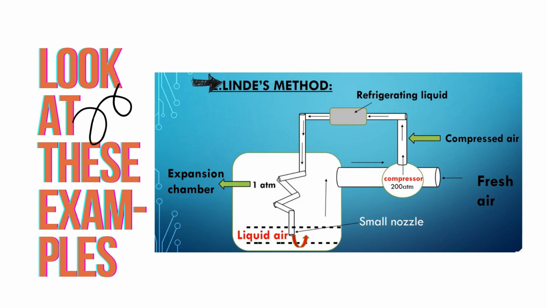As you can see in the diagram, fresh air enters the compressor, where the gas is highly compressed at 200 atmospheres, then passes through the refrigerating liquid. The gas follows the pipes and comes out through a small nozzle into the expansion chamber, where the pressure is very low, about one atmosphere, and the gas gets cooled. By repeating this process several times, the gas changes into the liquid state.